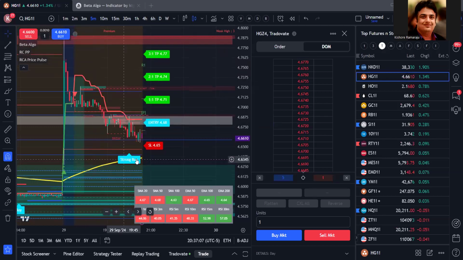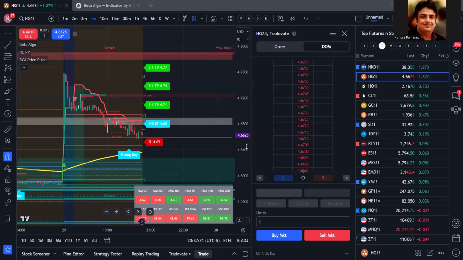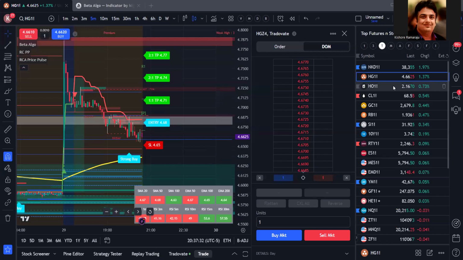Here also it is above the yellow line, but the color is red. That means there is no proper confluence. This is telling bullish, this is telling bearish. These are pointing towards the upside, but the price is coming down. So when there is no confluence, avoid the ticker.